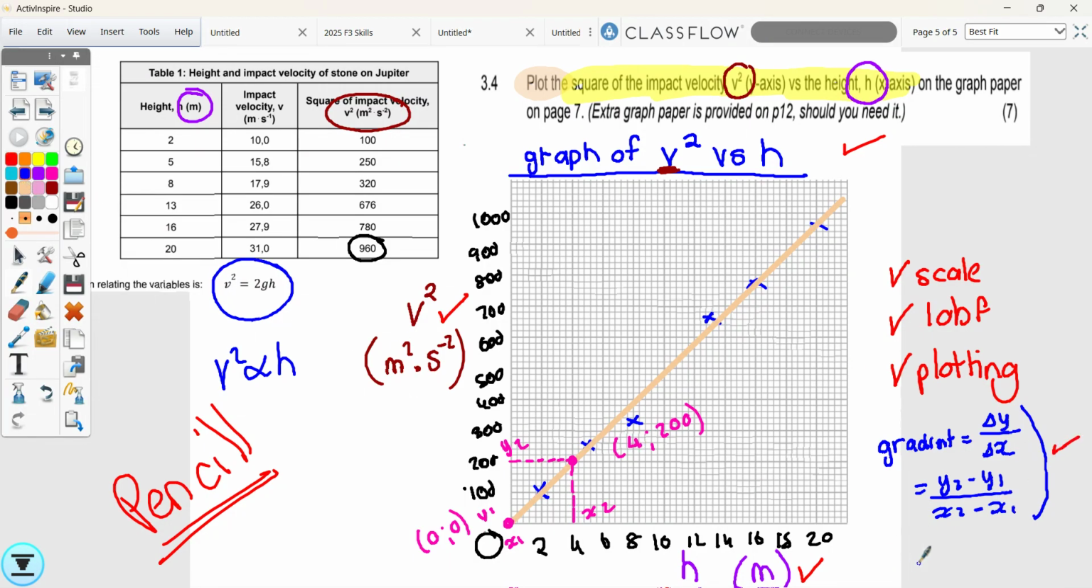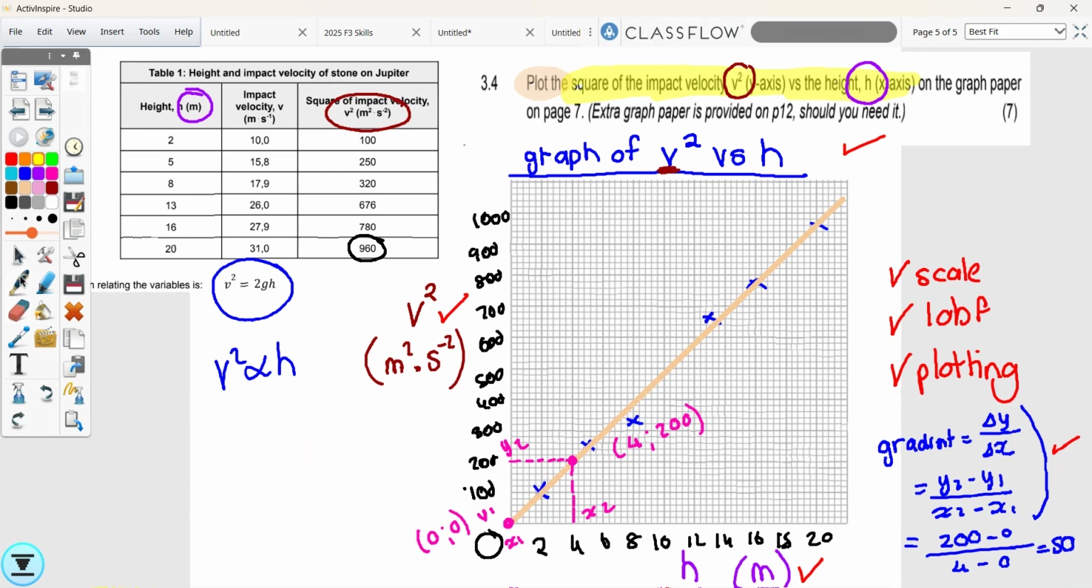Then you fill in your values, and because you did the coordinates, you've made life so easy for yourself. You can just go and read it off, 200 minus 0 over 4 minus 0, and that gives us 50. I hope 50. I don't know if 200 divided by 4 can be 500, but 50. And what would the unit be? No, it'll be 50, but then you know, v squared. Guys, I'm just going there. V squared per meter. Yes.